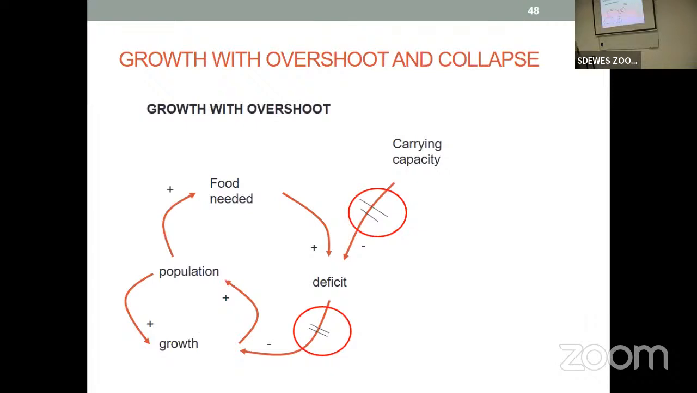Also, there are some delays. We usually represent delays in the arrows through a couple of parallel lines perpendicular to the previous one. This means delays. So the effect of the carrying capacity has a delay over the deficit in that case, and the deficit has a delay over the growth. We will explain this kind of delay with our causality case later.